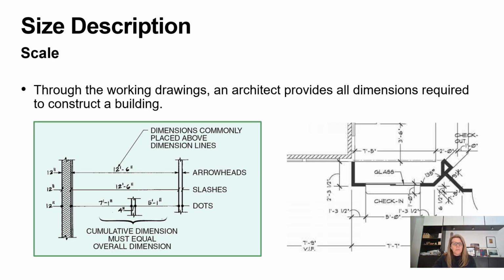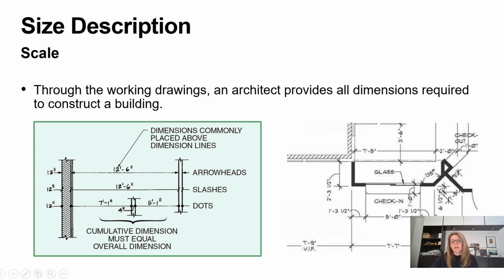So here you can see a couple of different ways in which dimensions can be utilized in a set of drawings. The terminus of the dimension can be arrowheads, slashes, or dots. You are showing where that dimension is stopping and starting, and that should be very clear. If you have multiple dimensions, the cumulative dimension needs to meet whatever that overall dimension is.